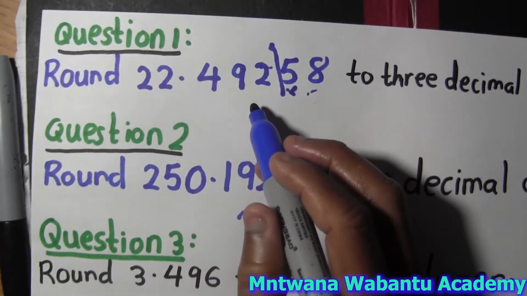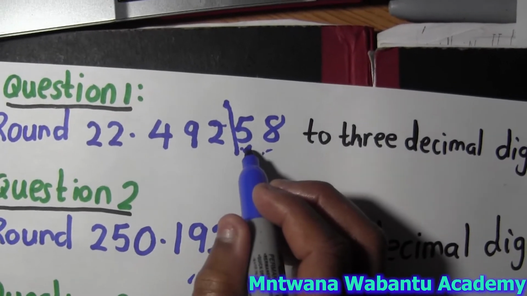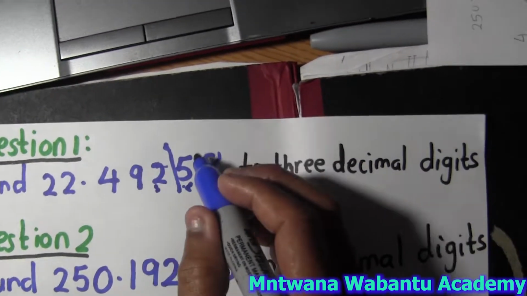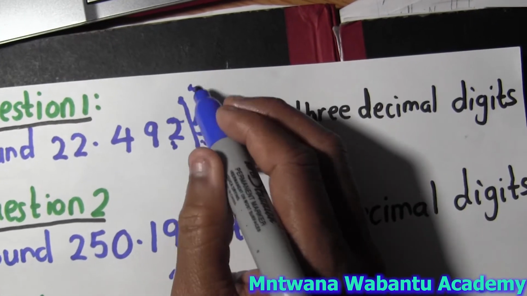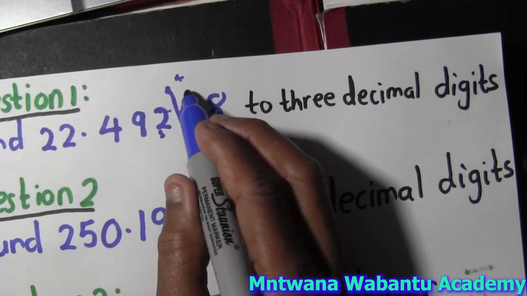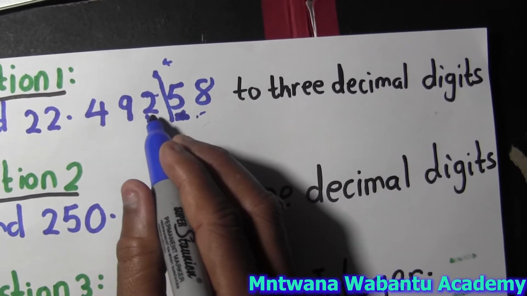If this number is either 5 or more than 5, then it's going to change the previous one. The previous is going to add one more, only if it's 5 or more than 5. So if it's 4, it cannot change. If it's 3, it cannot change. If it's 1, it cannot change. We see this number here is 5. Even if it was 7, yes, it can change. Even if it's 8 or 9, it can change. So this number is going to change the previous.